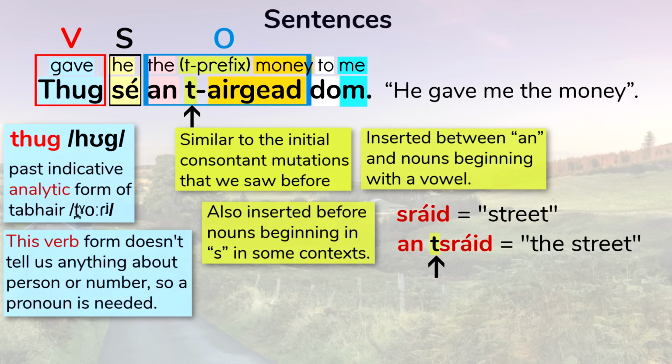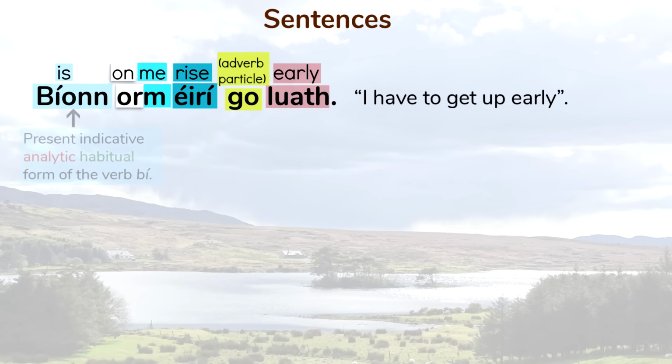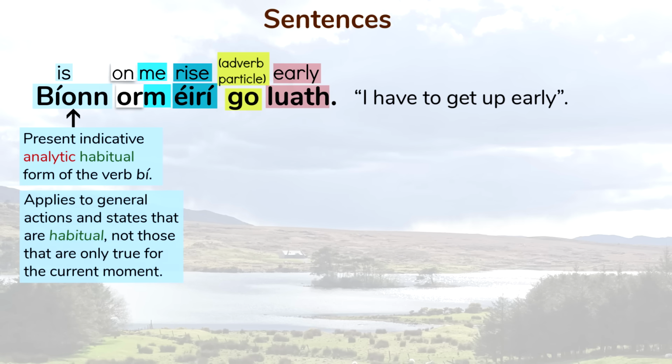Another sentence. This one means, I have to get up early. Bíonn orm éirí go luath. Word for word it's, is, on me, rise, adverb particle, early. The first word, bíonn, is the present indicative analytic habitual form of the verb be. This present tense form applies to general actions and states that are habitual, not to those that are only true for the current moment. So this sentence means I have to get up early on a regular basis, not just once.